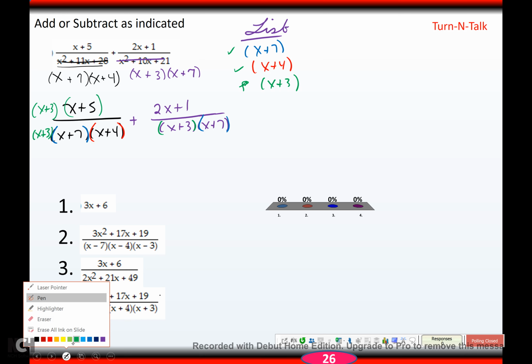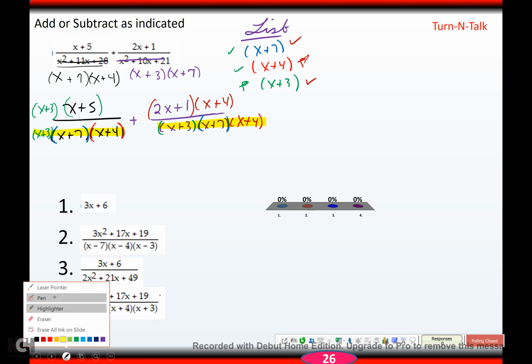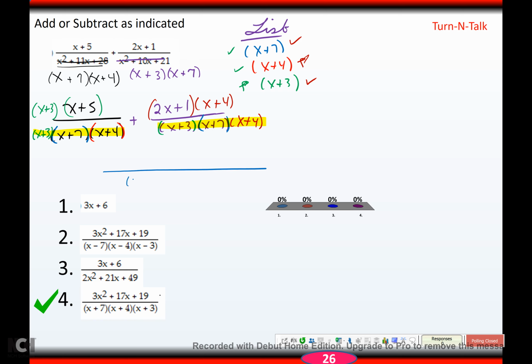On the second fraction, it has the x plus 3 and the x plus 7. It's missing the x plus 4. So bottom and top by x plus 4. So now do you see that my two fractions have the exact same 3 factors in them? So that's going to be my common denominator, which I will keep as x plus 3, x plus 7, x plus 4.